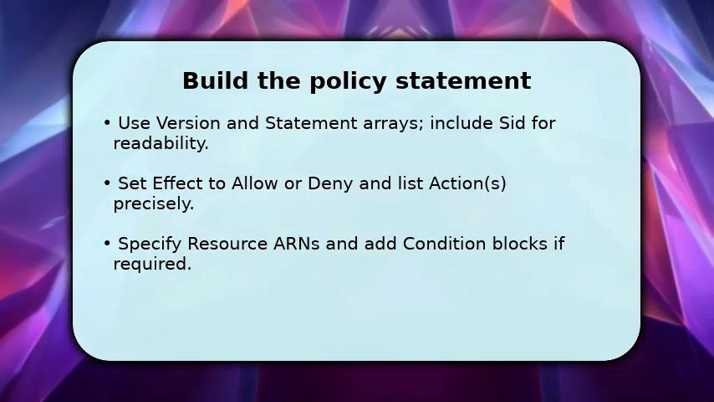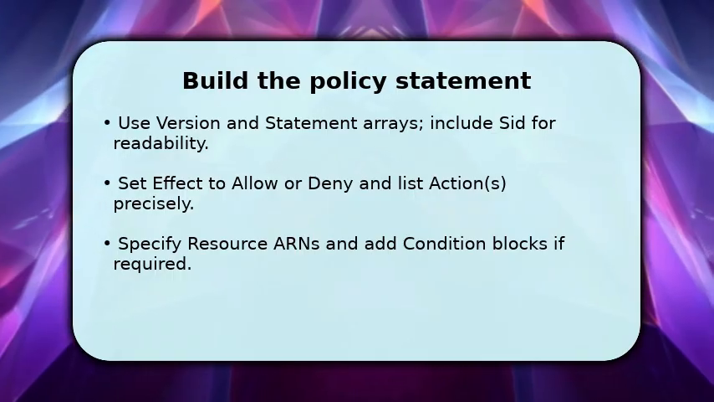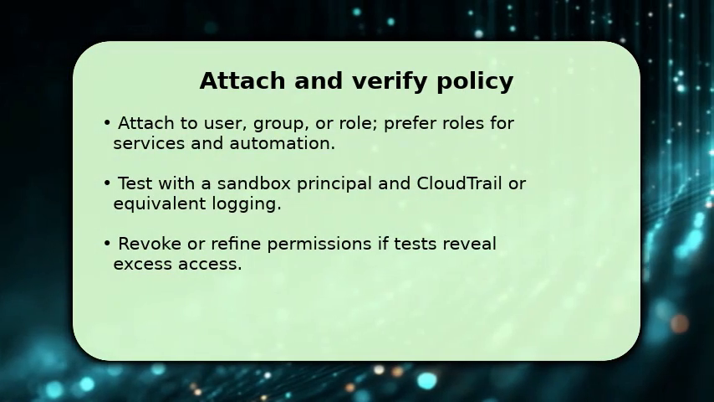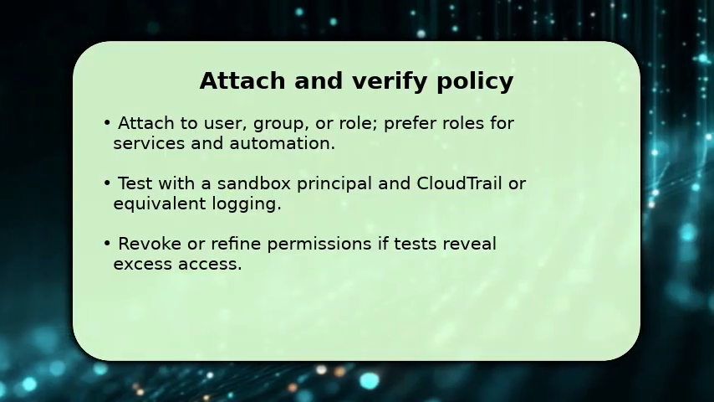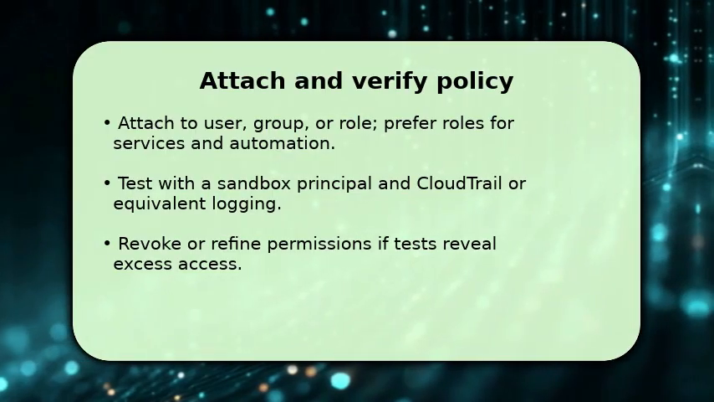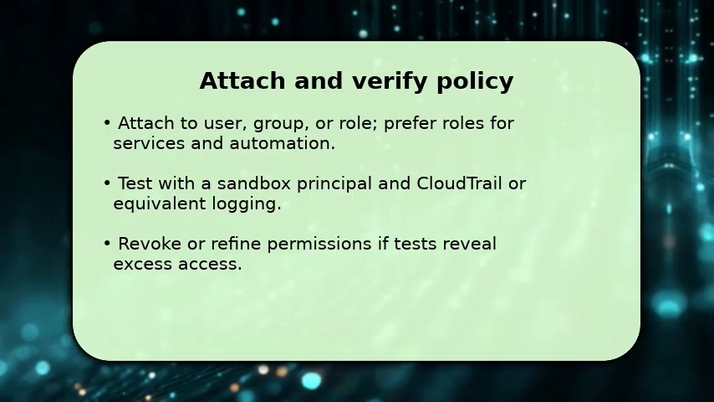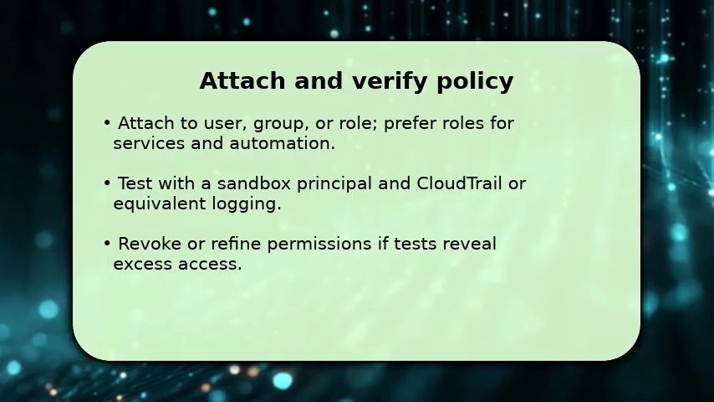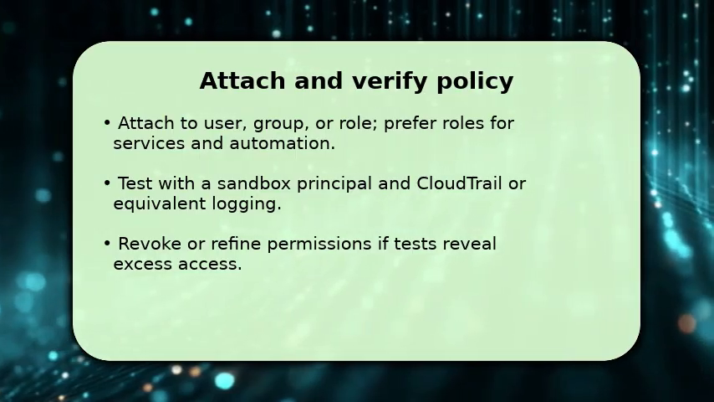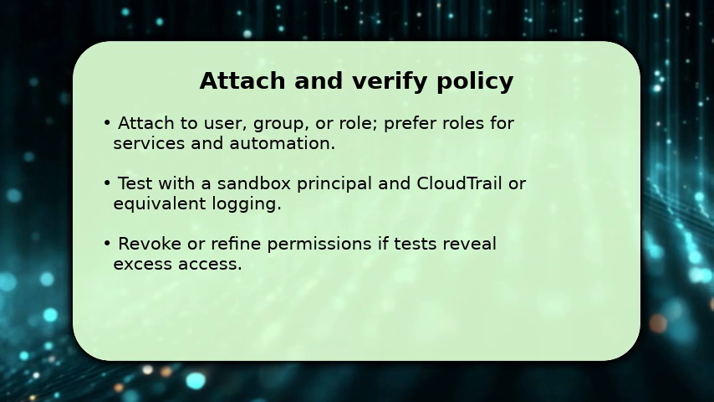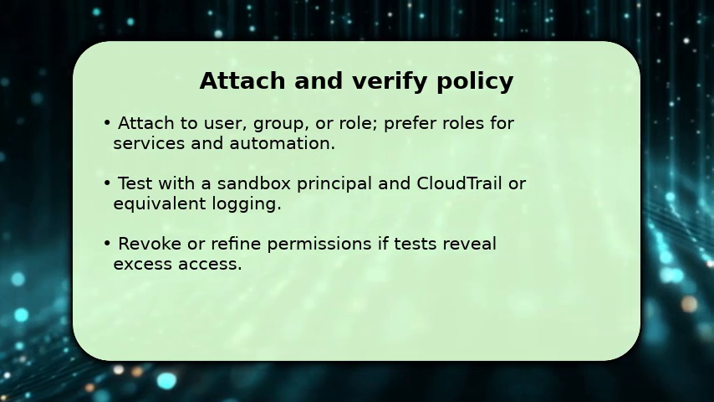or semantic issues. You finish by attaching the policy to the intended principal, users, groups, or roles. Favor roles for automation and cross-account access. Then validate access by testing a sandbox account or role and observing logs like CloudTrail to confirm permitted and denied calls. If the test shows unexpected access, tighten actions, resources, or conditions and reapply.